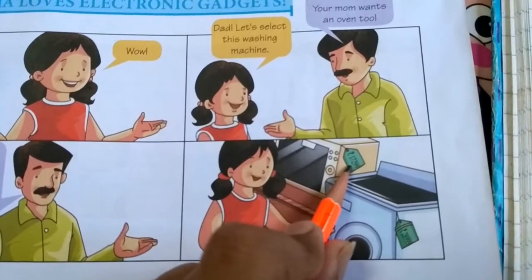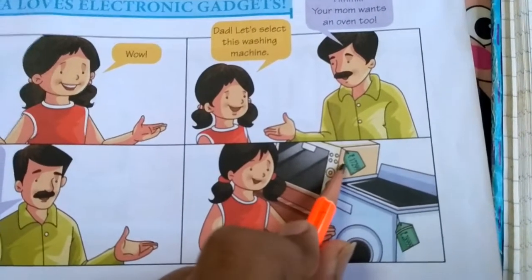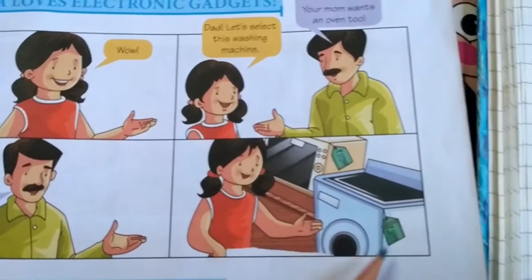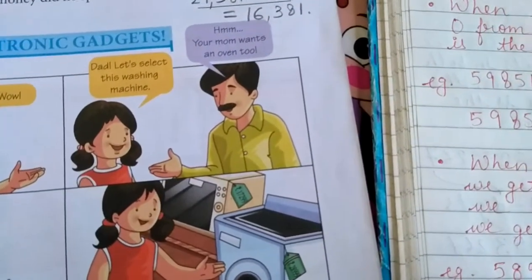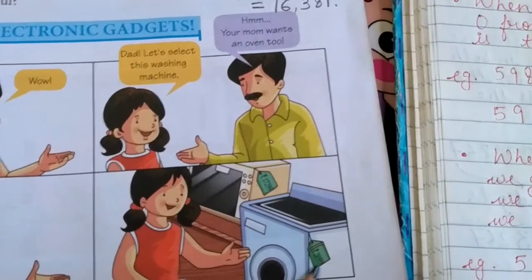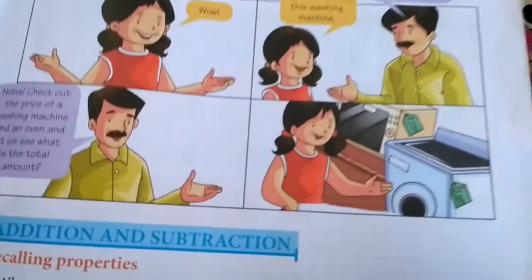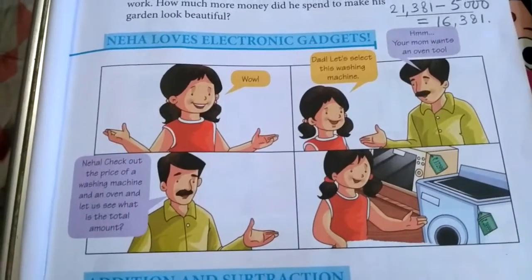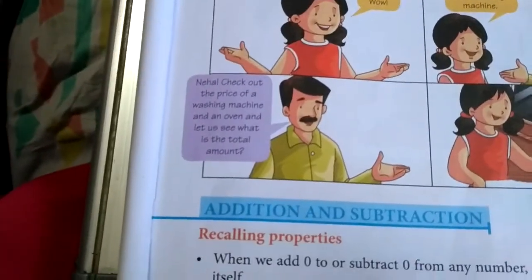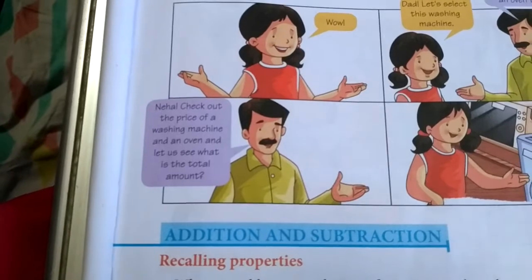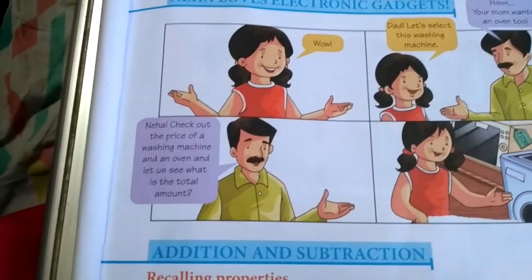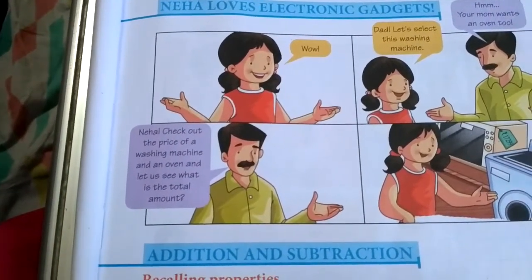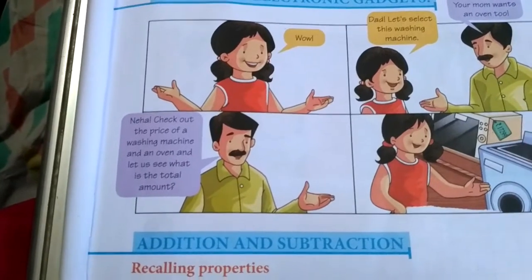Now you can see over here in this picture, it is the microwave, it is the oven, and the price is 17,299, and this is the washing machine, and its price is 28,999. Okay, so these two machines they both want to purchase, and now her daddy is asking, Neha, check out the price and just tell me what will be the total amount of both these items.